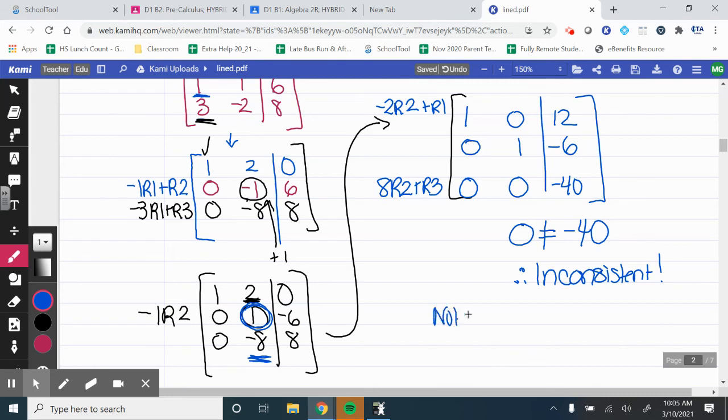So again, just a little side note here. If your last row was all zeros, then it would have worked.